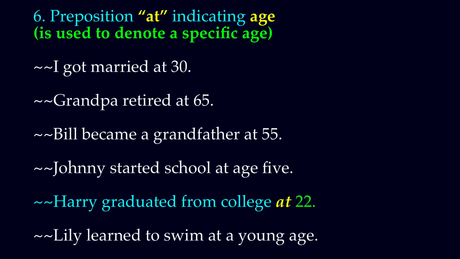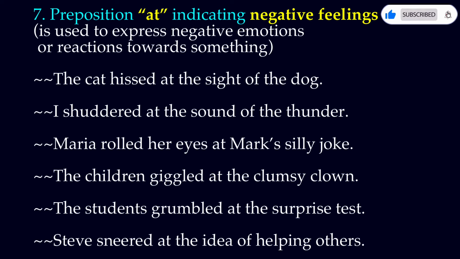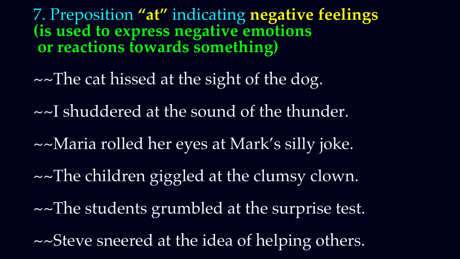Harry graduated from college at 22. Lily learned to swim at a young age. 7. Preposition at indicating negative feelings is used to express negative emotions or reactions towards something.